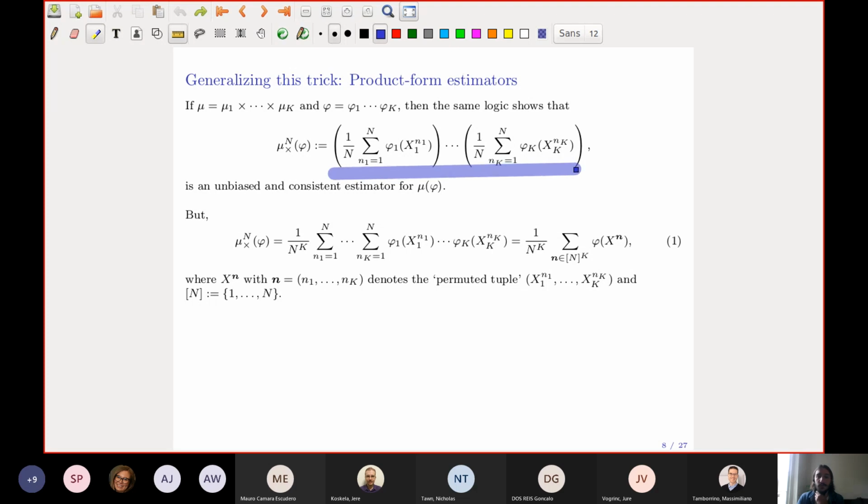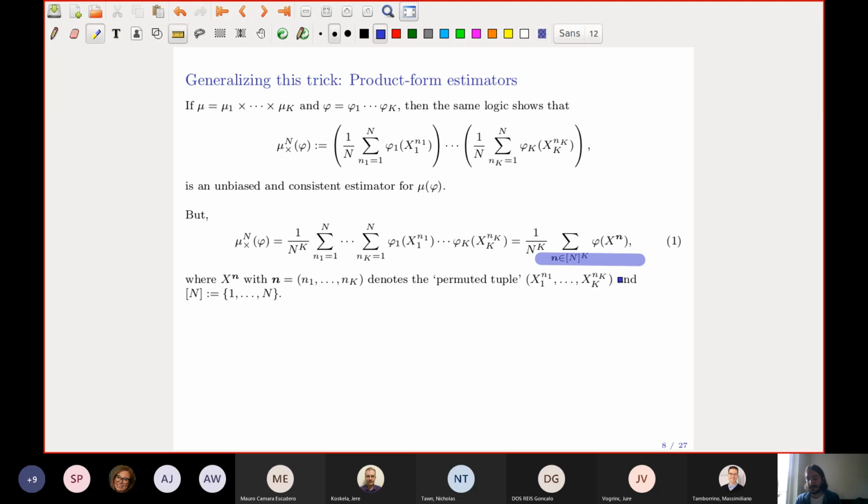And you can, and the trick is to rewrite this in a slightly different form. So you expand this product, and you'll get something like this. You'll get a 1 divided by n to the k, and then you sum over all n1s and n2s up to nk's between 1 and capital N of these corresponding products. Okay? And then as a shorthand, this thing here I can just rewrite as phi evaluated at what we call a permuted tuple. So basically, it's a tuple that we've obtained by swapping component-wise around the samples of our original tuples. And by square brackets n, I just mean the numbers between 1 and n.